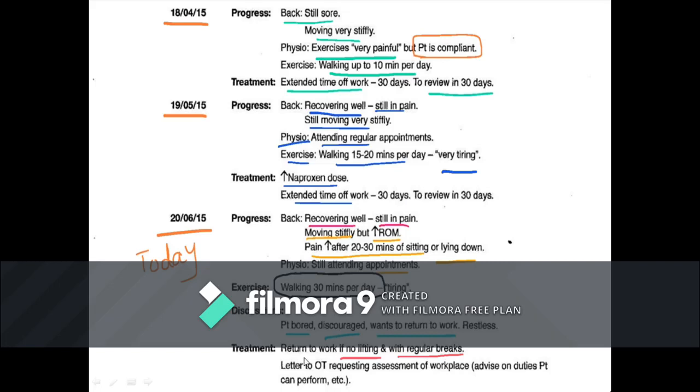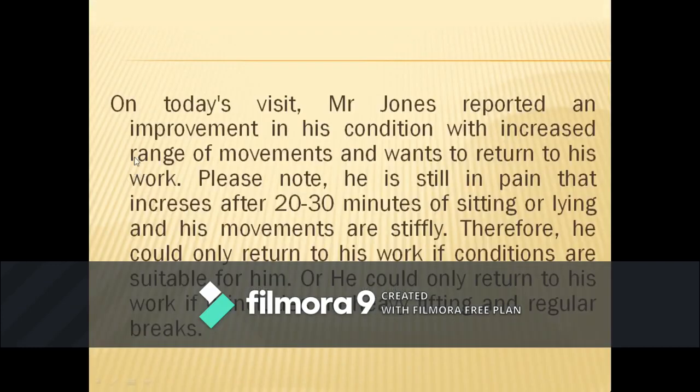So you said that he could only return to work if there is no lifting and there are regular breaks in his duty. Keeping these points in mind, you are writing this letter to request the occupational therapist to please go to his workplace and assess the working environment. So let me show you how we will write it now. You will write that on today's visit, Mr. Jones reported an improvement in his condition with increased range of movements.